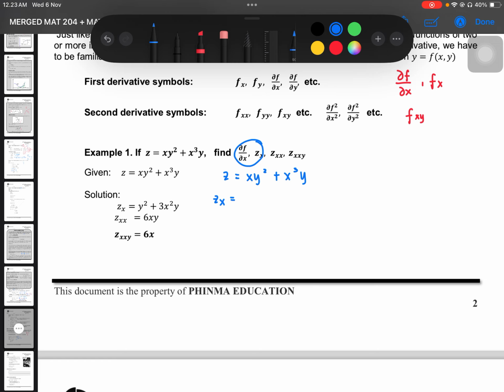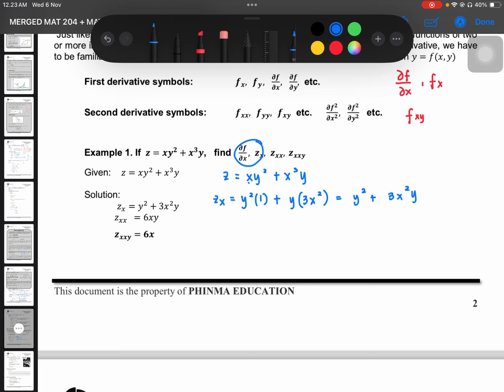Okay. So, since x, variable yan, si y squared constant kopya. Ano ang derivative ni x? 1. Okay. Plus, si y constant kopya. Then, derivative ng x cubed. It is 3x squared. Tama. So, pag sinimplify natin to, inayos natin, we will be having y squared times 1 is y squared. Plus, 3x squared times y is 3x squared y.